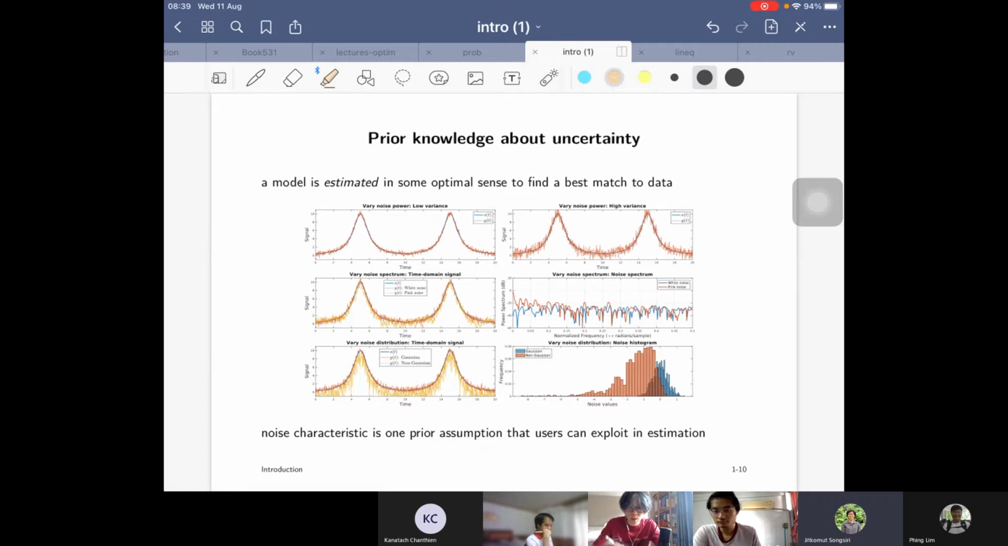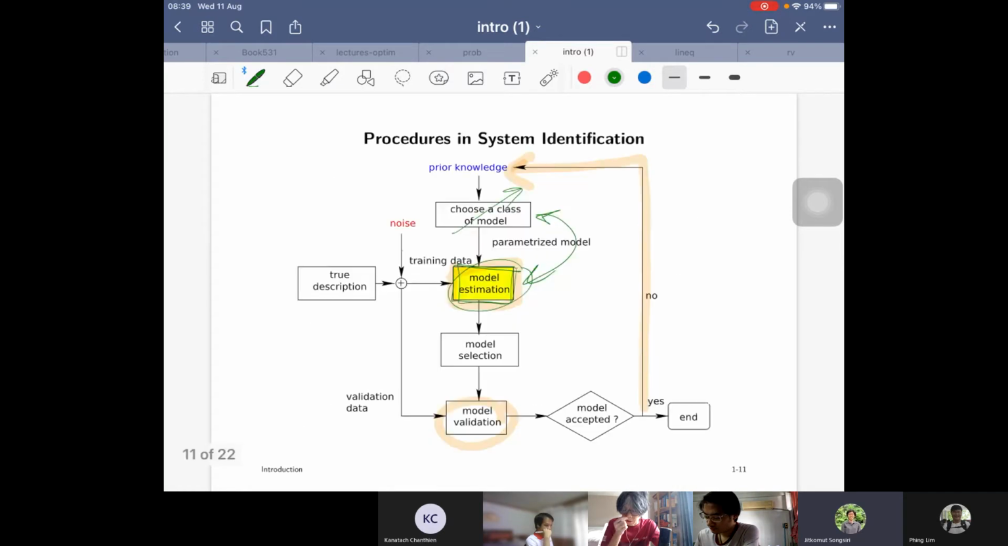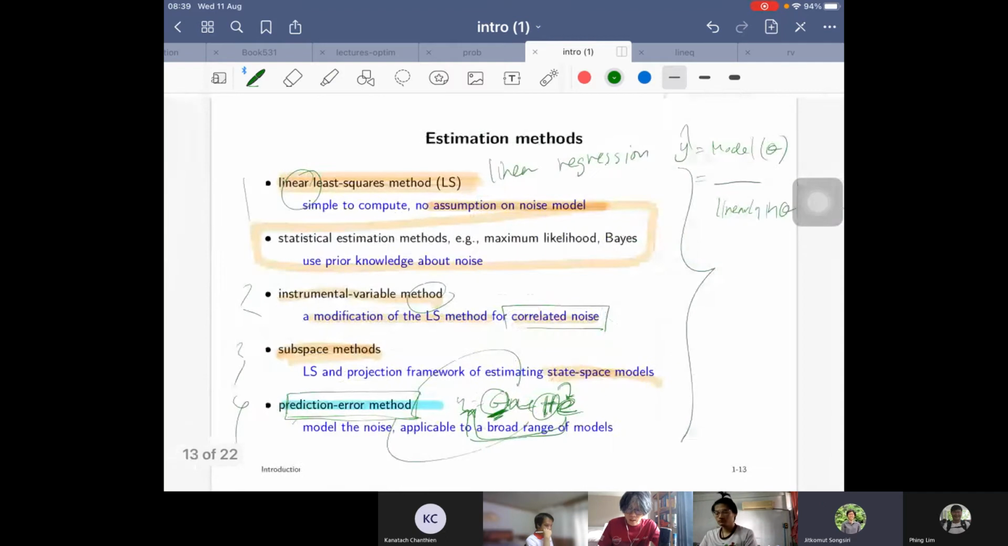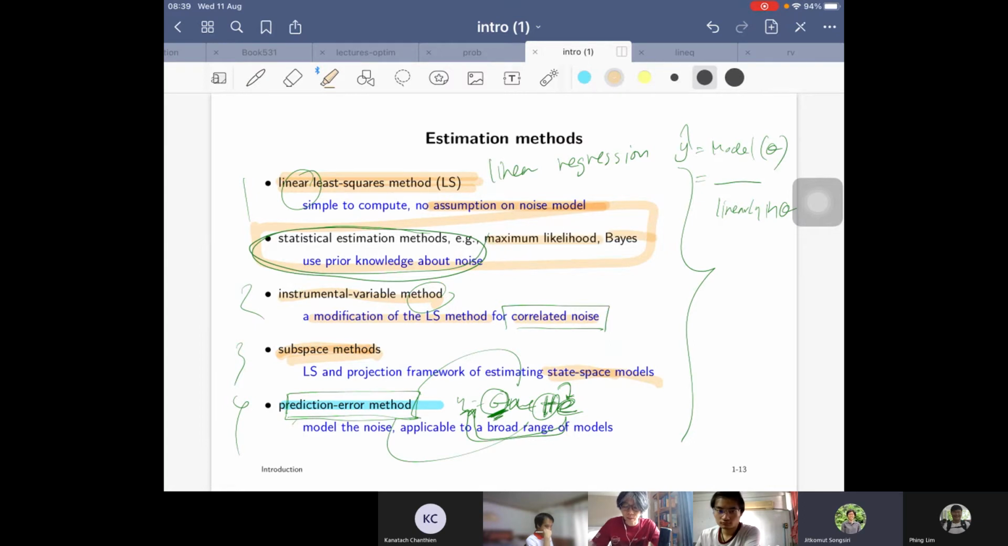When knowing the noise, it means that you know the noise power, the noise spectrum, the noise distribution. When that assumption is incorporated in your estimation method, this is called the technique of statistical estimation. Some examples we're going to cover in the class: maximum likelihood and Bayes estimation.